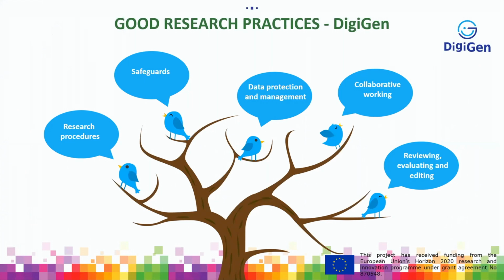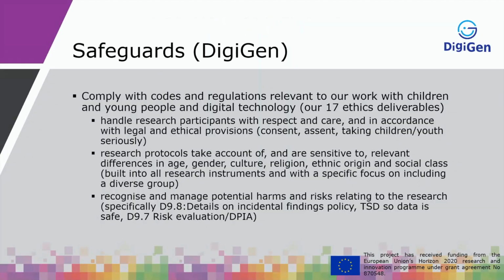I think for DigiGen, ethics revolves around good research practice. So for us, it's research procedures, safeguards in terms of our young people, data protection and management, collaboration and working, review, valuing, and editing. And I think the important thing was for us to comply with the ethics requirements, but also to handle the research participants with respect and care in accordance with the provisions. So consent and assent, as I talked about. Research protocols had to be sensitive to the different groups, and also managing the potential harms and risk.